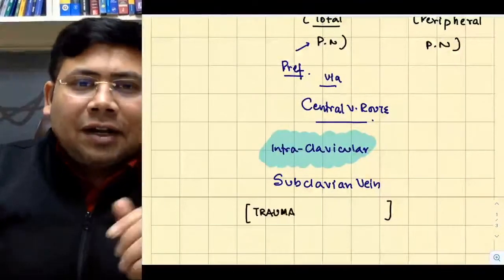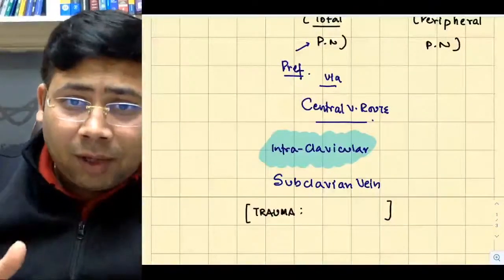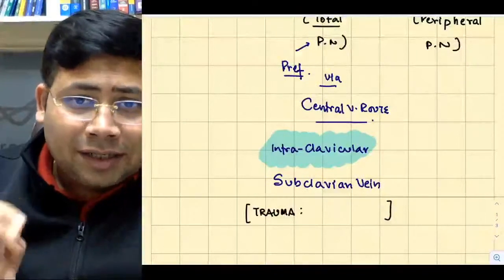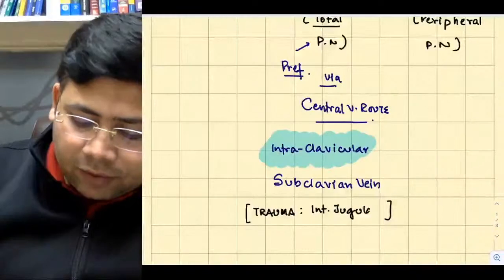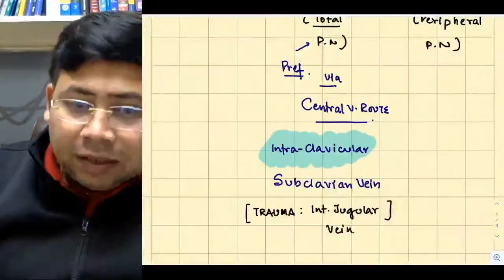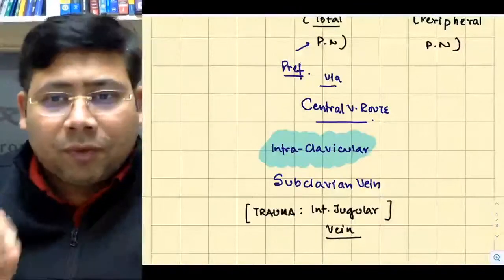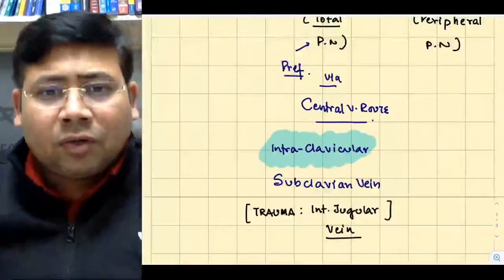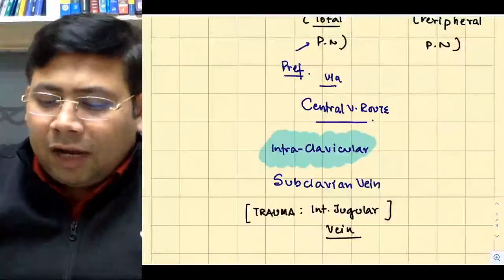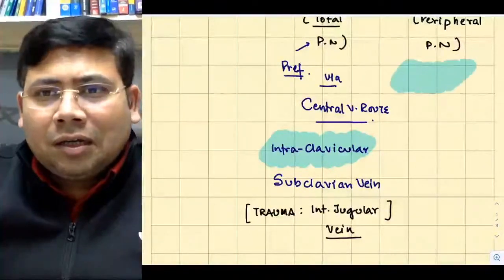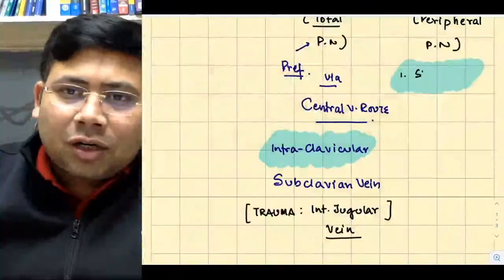The next important thing that you have to know here: if you talk about trauma, what is the central venous access route preferred in trauma? The answer is the IV route that we prefer in trauma patients: the central venous route for trauma patients is the internal jugular vein. Next is, what is the drawback with the peripheral venous route? The biggest drawback is, first, their short life.